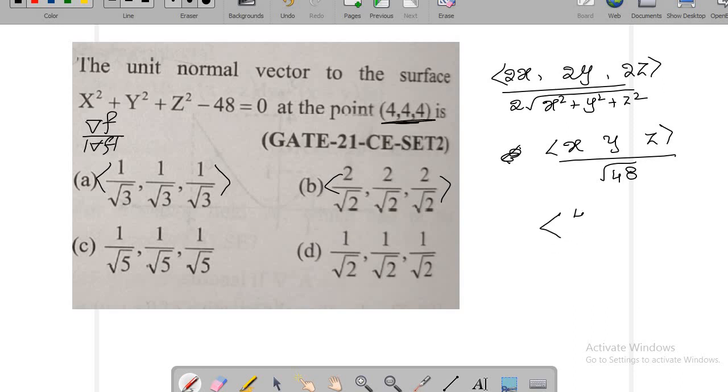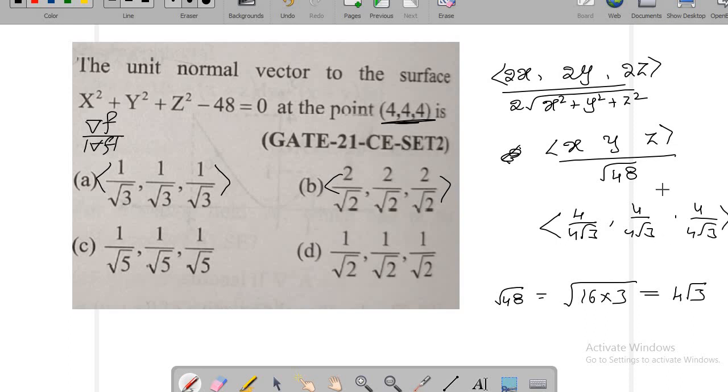When you do that, 4 divided by root 48. Can it be written as a multiple of 16? It is nothing but 16 times 3. Right. So if it is 16 times 3, this can be written as 4 root 3. So 4 divided by 4 root 3, and the 4s cancel. So the answer is 1 by root 3, 1 by root 3, 1 by root 3. So that is the answer, the unit normal vector.